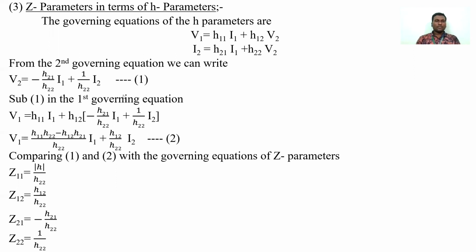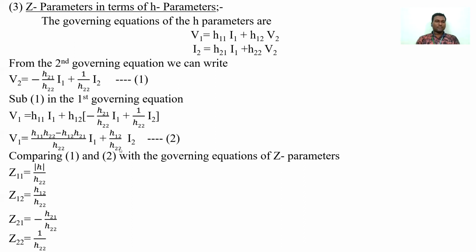So if you substitute this in the first governing equation, then you'll write V1 is equal to h11 I1 plus h12 into minus h21 by h22 I1 plus 1 by h22 I2. Now V1 is equal to h11 h22 minus h21 h12 I1, and these all will be substituted over here. You have to represent these equations in terms of Z parameter governing equations and compare them. Then if you compare them, you'll get Z11 equal to these values.